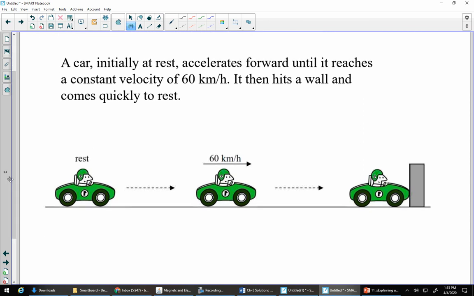What you need to do with this is talk about the parts of the motion, the laws, and how they apply to this particular situation. You've got a car that is initially at rest, and then it accelerates forward until it reaches a velocity of 60 kilometers per hour. Then it moves at a constant 60 kilometers per hour, and then it smashes into a wall and comes to rest. We want to be able to explain all 3 parts of that.